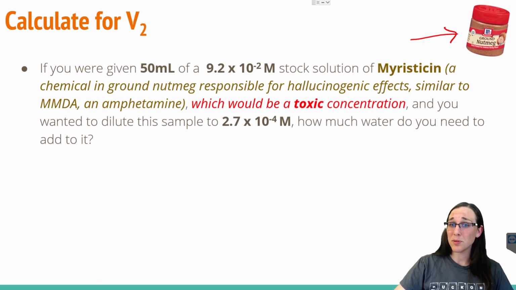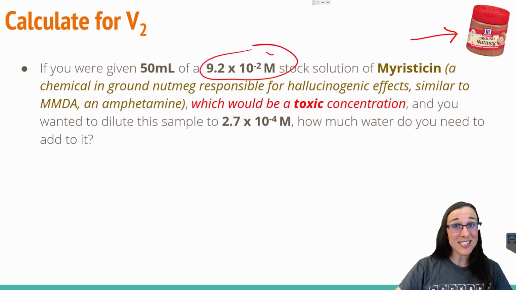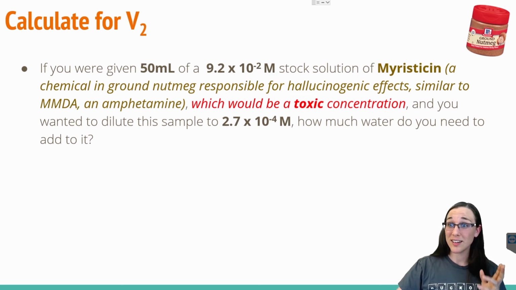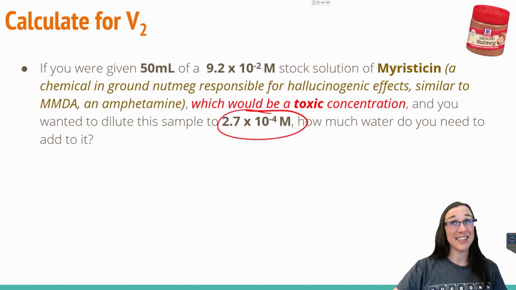It's also responsible for hallucinogenic effects, and the concentration that's given here, the 9.2 times 10 to the negative 2 molar solution, would be a toxic concentration. In other words, nutmeg could literally be lethal. And another reason why, if you're pregnant or considering becoming pregnant, you should avoid large amounts of nutmeg. So let's say you wanted to dilute this very toxic concentrated solution to 2.7 times 10 to the negative 4 molar instead. How much water would we need to add to it in order to do so?